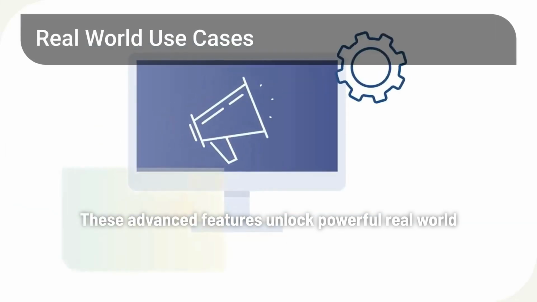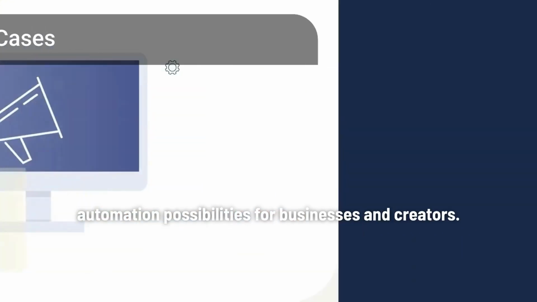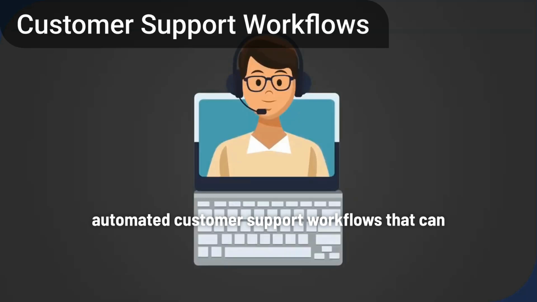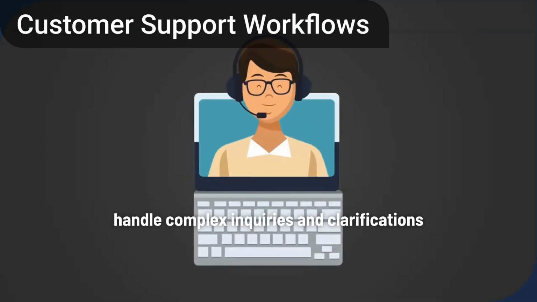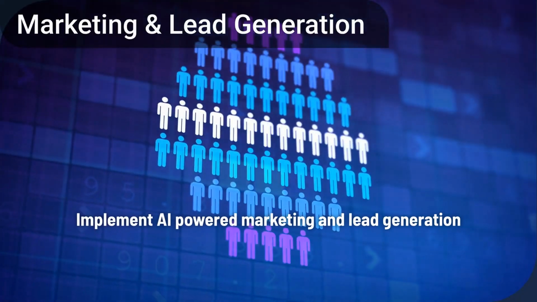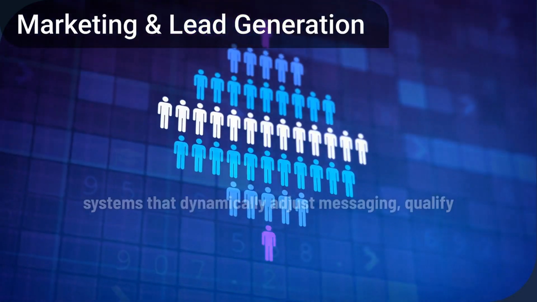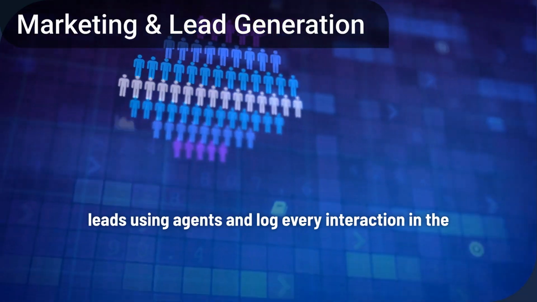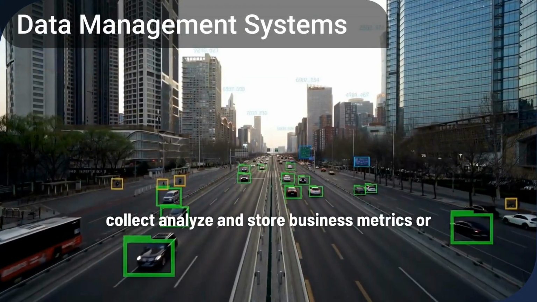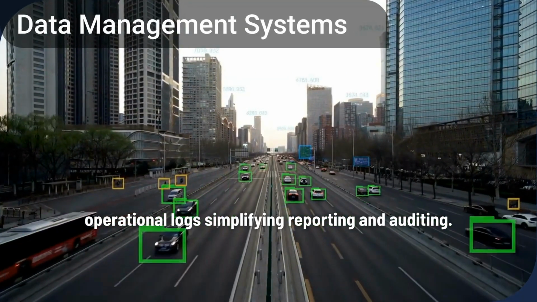These advanced features unlock powerful, real-world automation possibilities for businesses and creators. Use AI agents and chat controls to build fully automated customer support workflows that can handle complex inquiries and clarifications gracefully, 24/7. Implement AI-powered marketing and lead generation systems that dynamically adjust messaging, qualify leads using agents, and log every interaction in the internal data table. Build automated data management systems that collect, analyze, and store business metrics or operational logs, simplifying reporting and auditing.